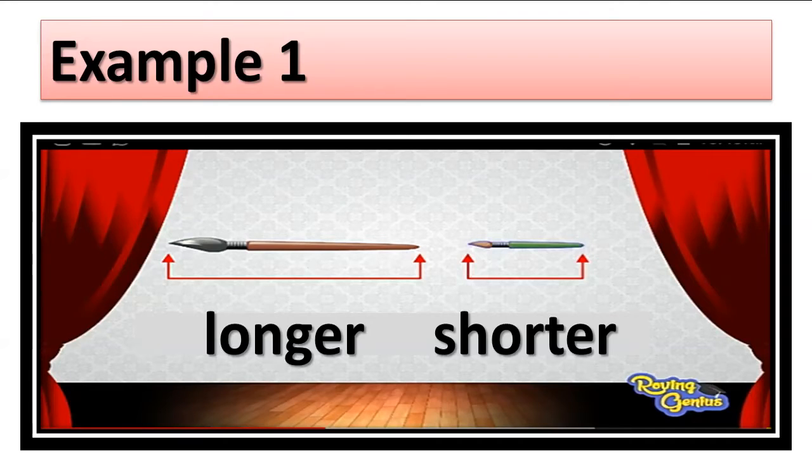Look at these paint brushes. Are these of the same length? No. One paintbrush is long, whereas the other paintbrush is short. So, we can say that the red paintbrush is longer than the blue paintbrush, or the blue paintbrush is shorter than the red paintbrush.